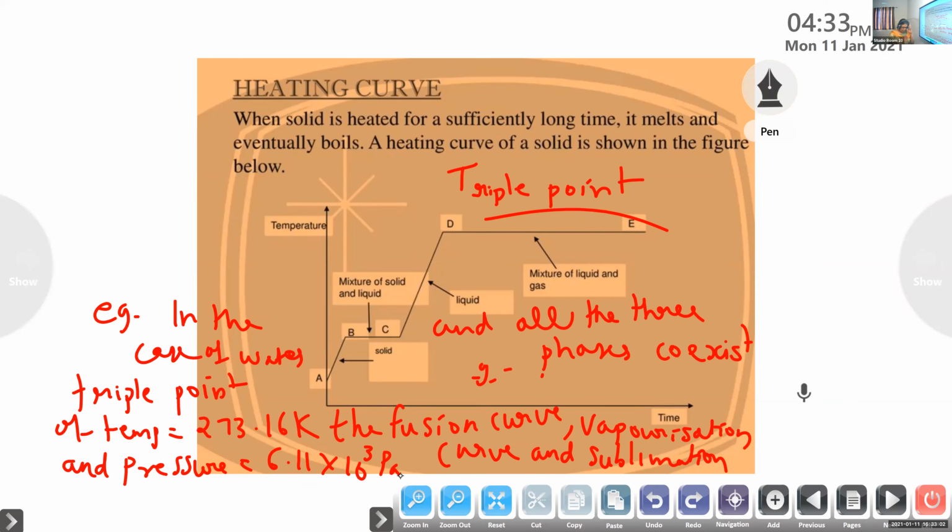And you can learn that graph. There are 2 graphs showing the triple point, on page number 283. It's not in the figure. You can see there is a blue box given separately. In that blue box the triple point is given, with 2 graphs. What do we mean by the triple point?